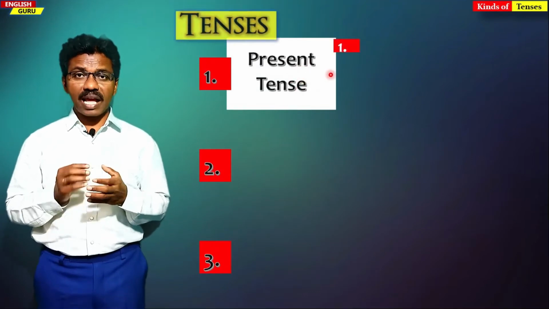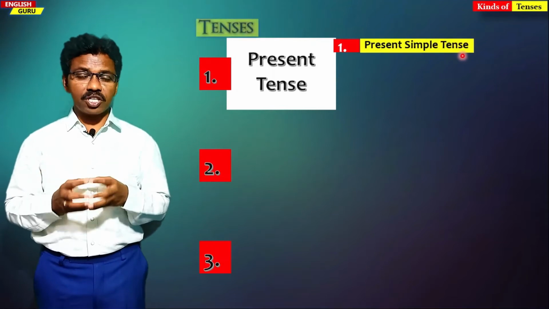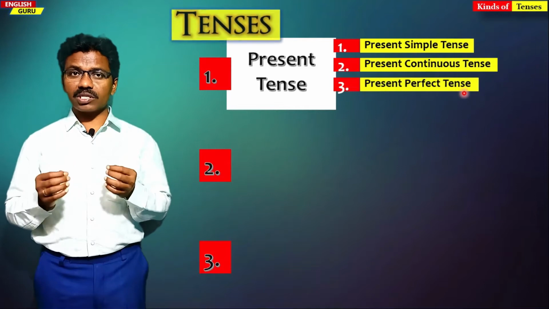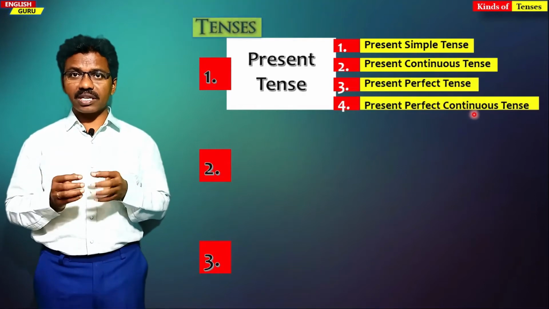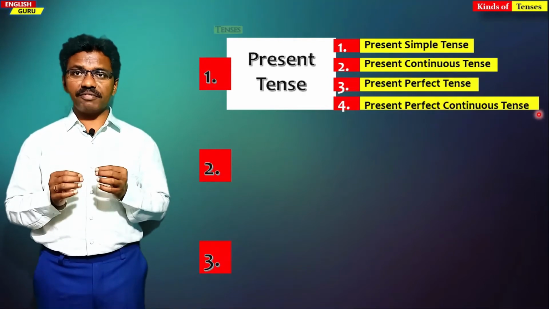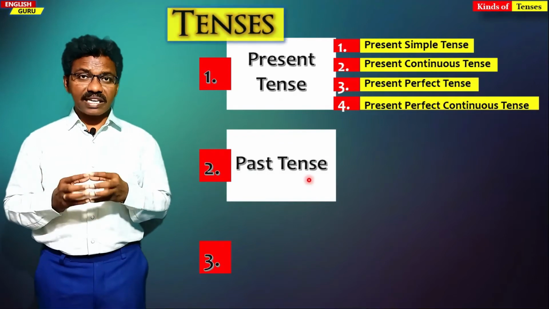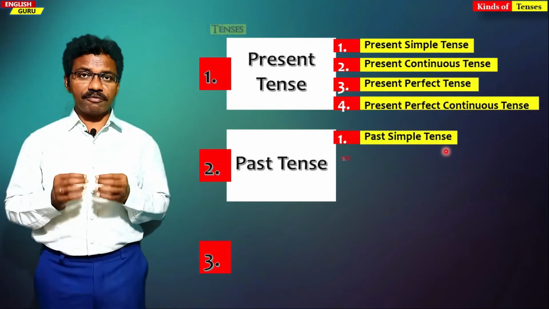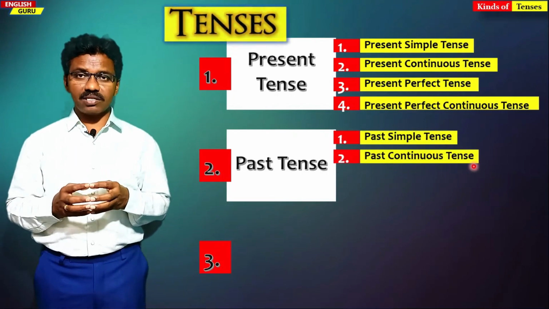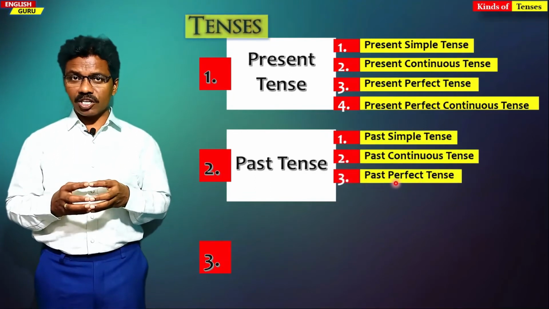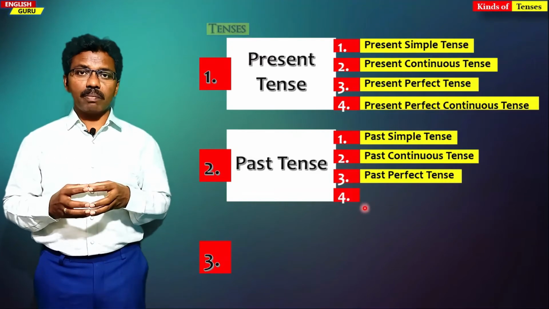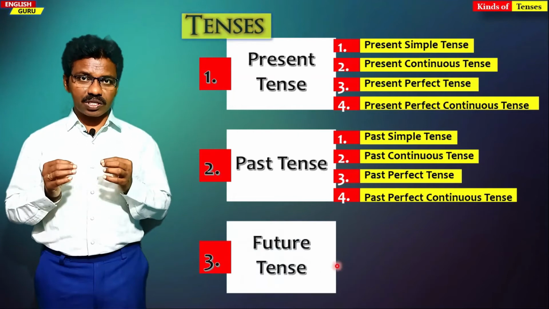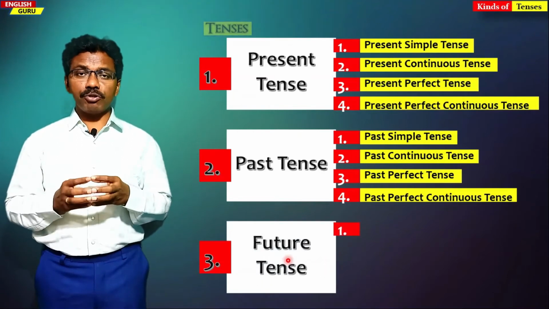So present tense has four aspects. The first one is simple present tense, the second one is present continuous tense, the third one is present perfect tense, and the fourth one is present perfect continuous tense. The second one is past tense. It also has four aspects. The first one is simple past tense, the second one is past continuous tense, the third one is past perfect tense, the fourth one is past perfect continuous tense, and the third one is future tense.